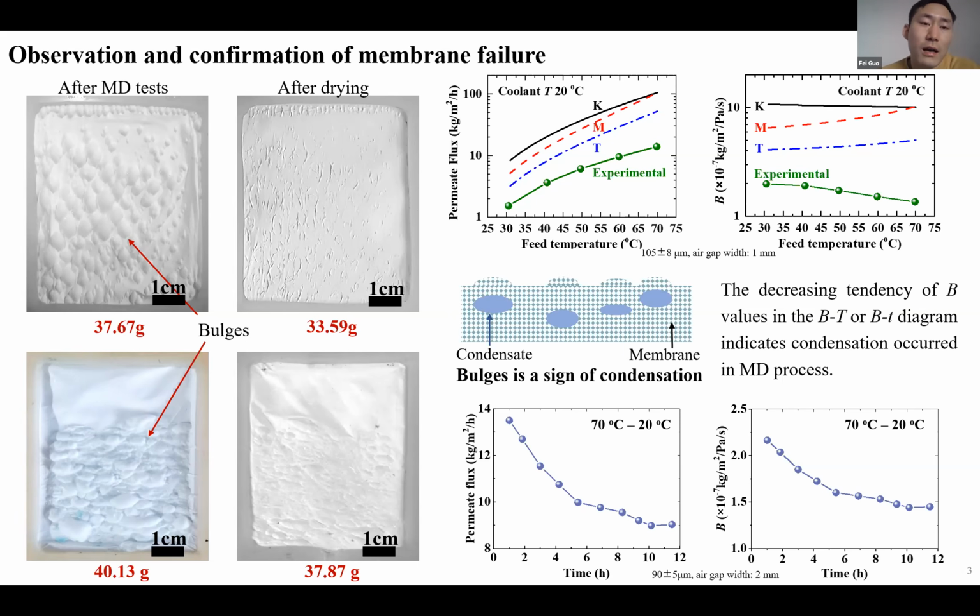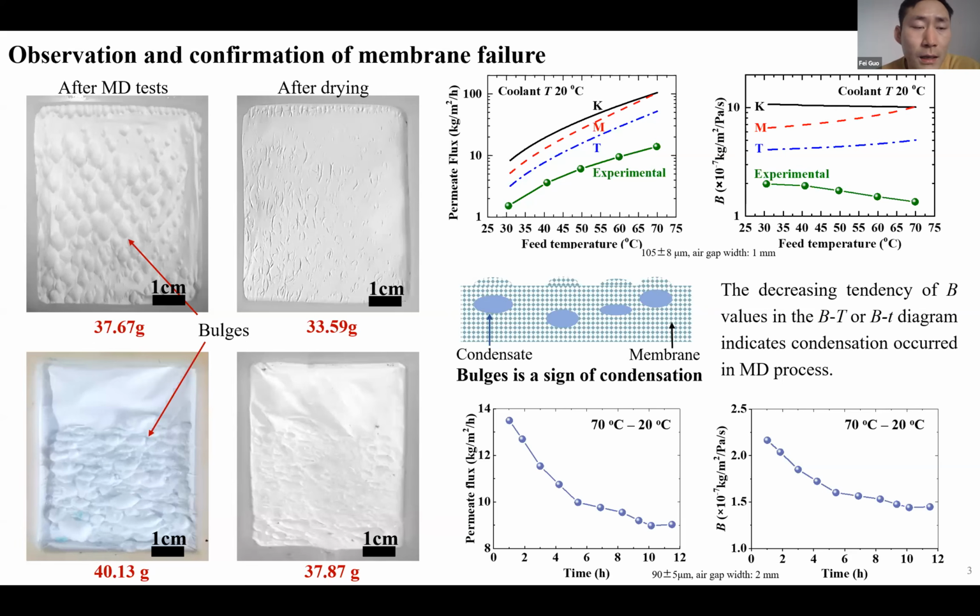And we start another experiment at a fixed feed temperature of 70 centigrade and a coolant temperature of 20 centigrade, and run for 12 hours. As usual, the permeate flux and B value should be kept constant, but in our test, the permeate flux and B value decrease with the running time.